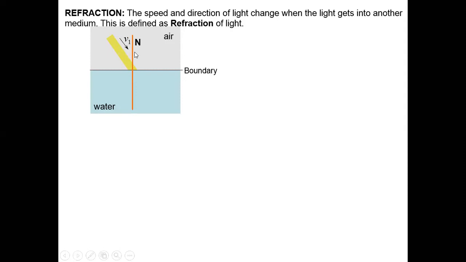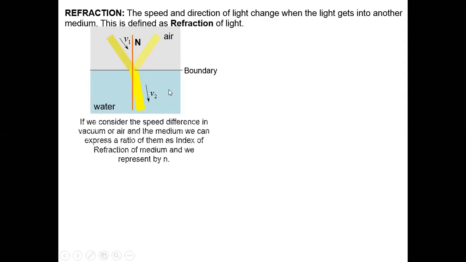We are going to put a normal over here, which is 90 degrees. So since the density of water is greater than the air, the light here is going to bend towards the normal. Okay, it can be reflected as well if the density difference is much bigger. So we consider the difference between the speed of light in vacuum and in air. Remember that it is different. So we represent the refraction of the medium by n, the small n over here.